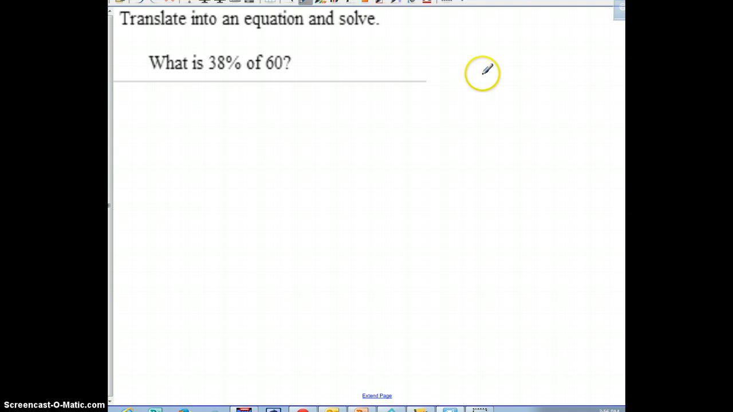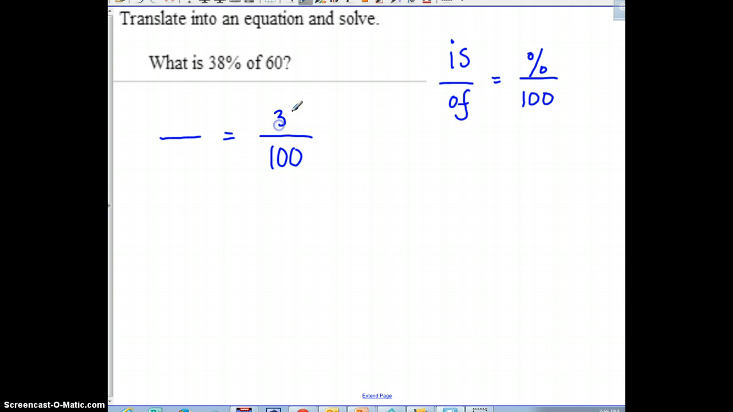Okay, now you're going to see a bunch of percent problems. And I usually use this little cheat and make a proportion out of it. So 100 goes in each one. Percent goes above 100, so that's 38. See how this says of 60? So that's going to go in the of spot here.